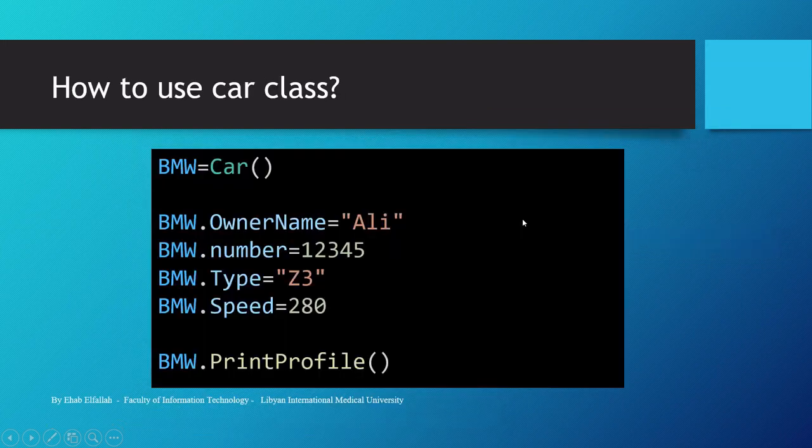And this is an example of how we can assign information to the instance. So here we have BMW, which is an object of the type Car, or the class Car, and BMW.owner name, for example, is Ali, and BMW.number is 12345, and BMW.type is 3, and the speed is 280. And we can call any method inside that class. So BMW.print profile, so at the end we'll print this information that we assigned to the object.